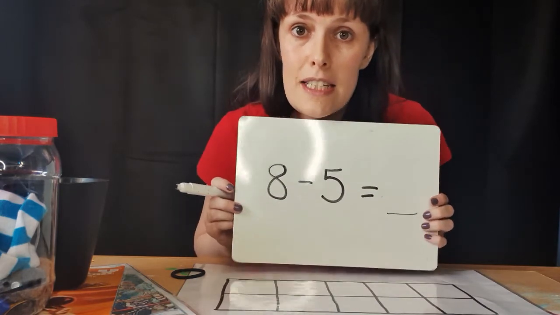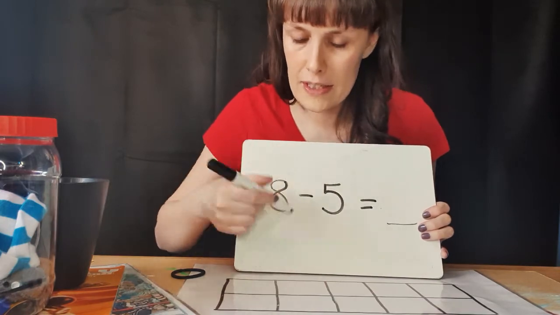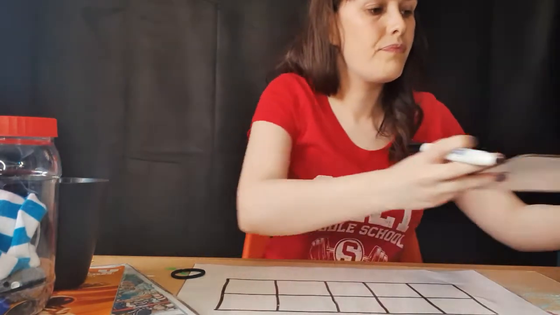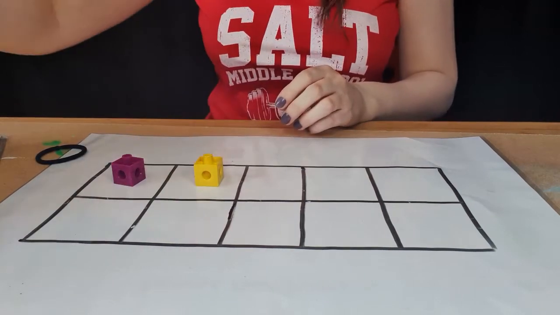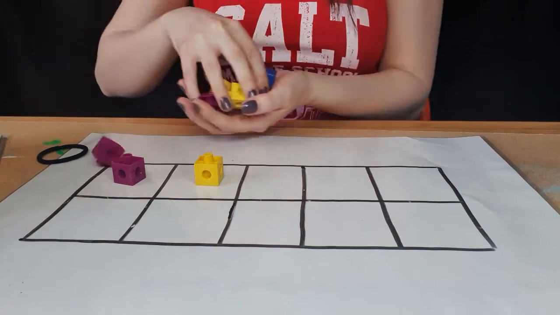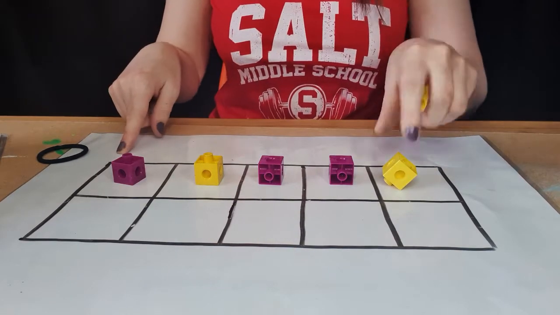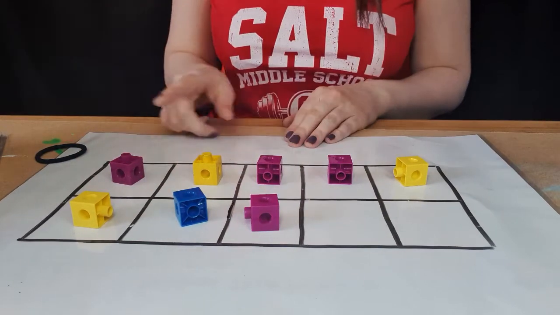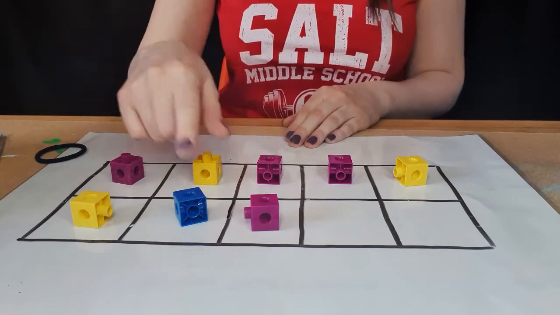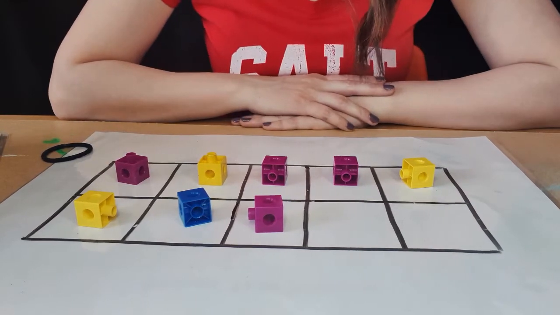Okay, so we need 8 take away 5. So what we need is this many objects in our tens frame. We had 8 take away 5. So we've got 1, 2, 3, 4, 5. Again, if you can subitize, you know that that's 5 straight away. 6, 7, 8. Okay, 1, 2, 3, 4, 5, 6, 7, 8. So we've got our 8 in our tens frame, but we want to know what that is.